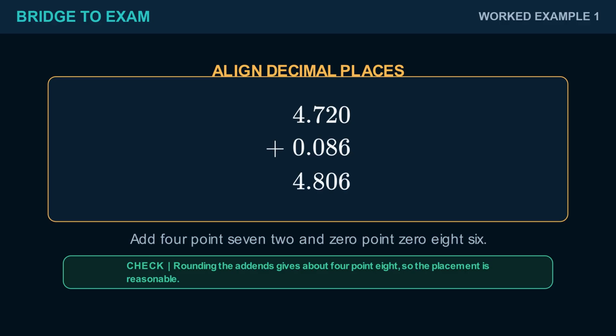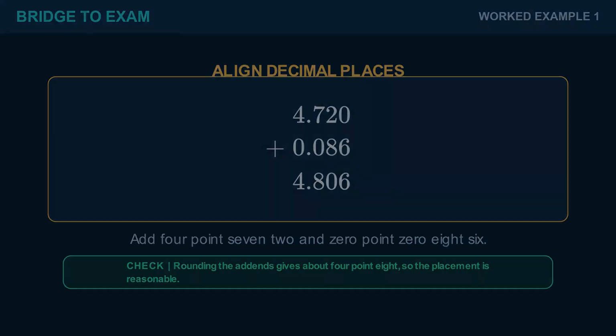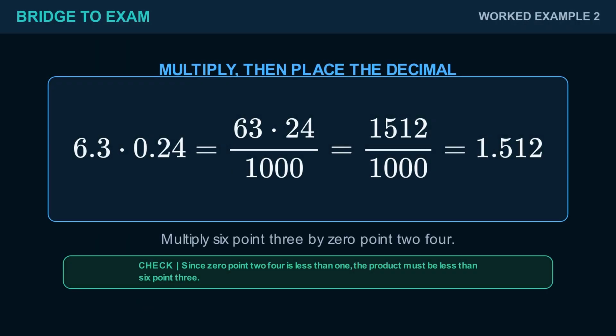Worked example 1. Add 4.72 and 0.086. Write 4.72 as 4.720. Align the decimal points and add by place value. The sum is 4.806. Check. Rounding the addends gives about 4.8, so the placement is reasonable.